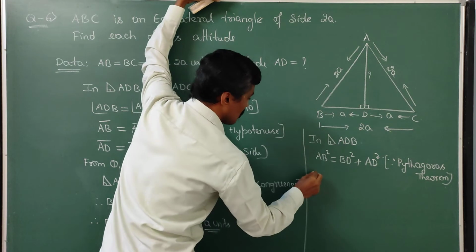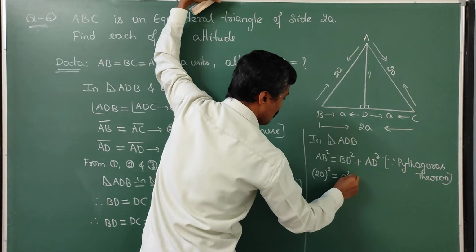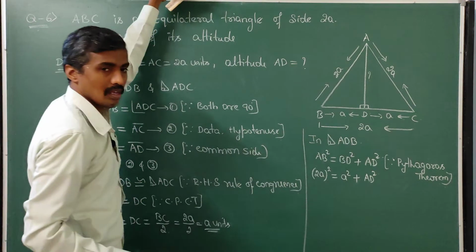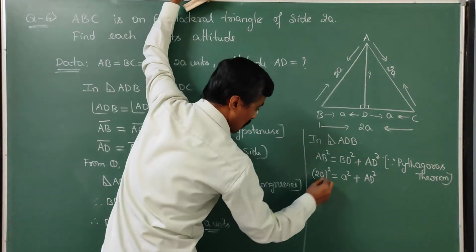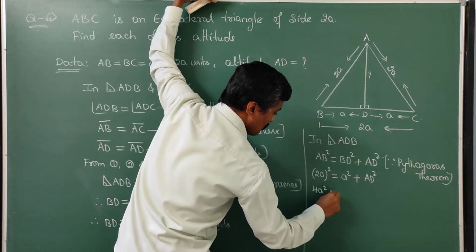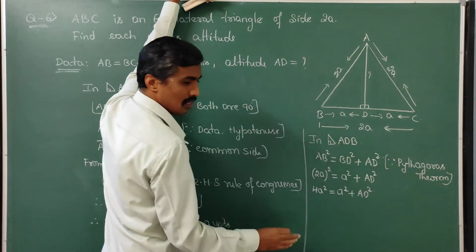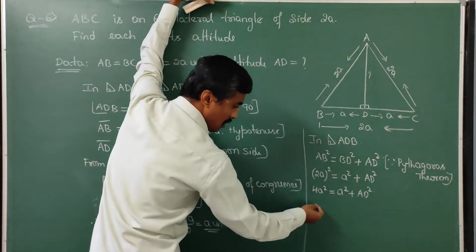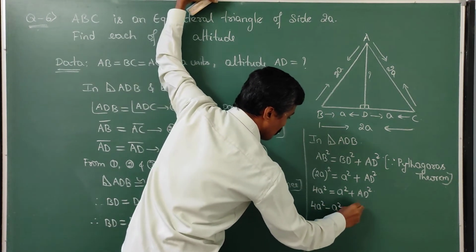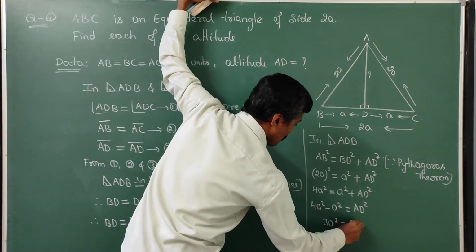So AB square, 2A whole square, is equal to BD square, which is A square, plus AD square. We don't know AD, that we have to find out, that is the altitude. So squaring, 4A square is equal to A square plus AD square. You want AD square, so keep AD square on the right hand side and take A square to the left hand side. So 4A square minus A square equals AD square. So 3A square is equal to AD square.